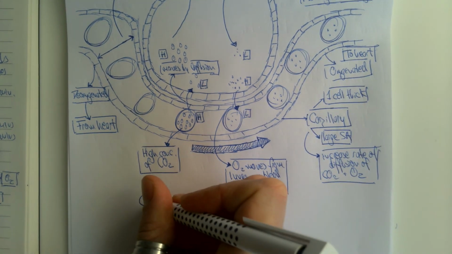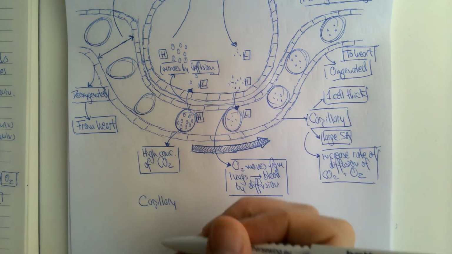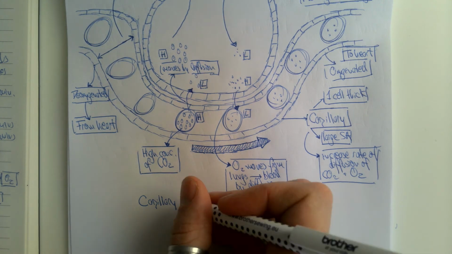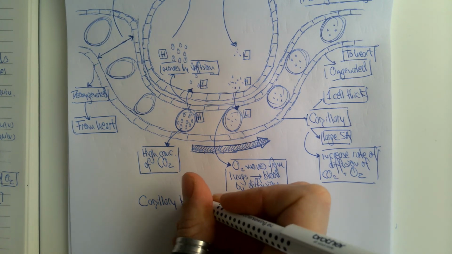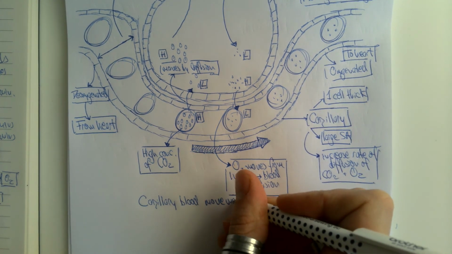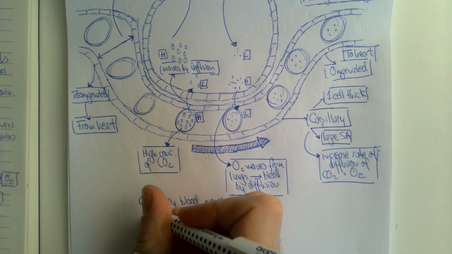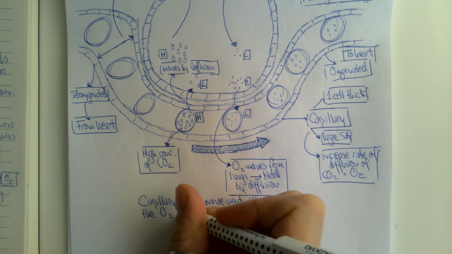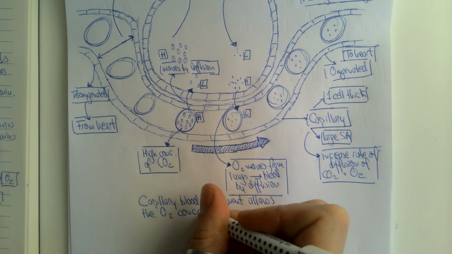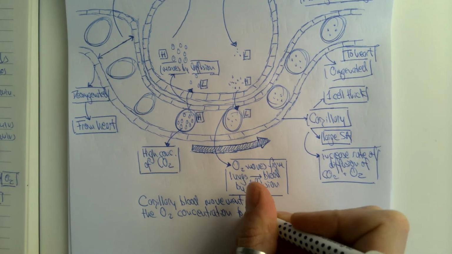So that's our final thing to bear in mind about these features, the alveoli and the blood capillaries, is that the capillary blood movement allows the oxygen concentration gradient to be maintained.